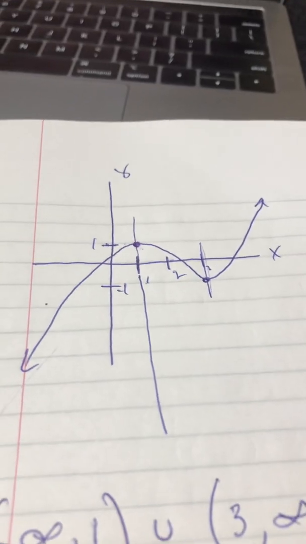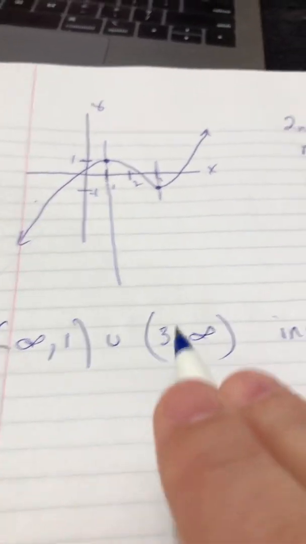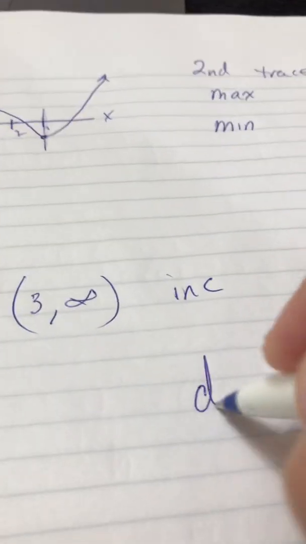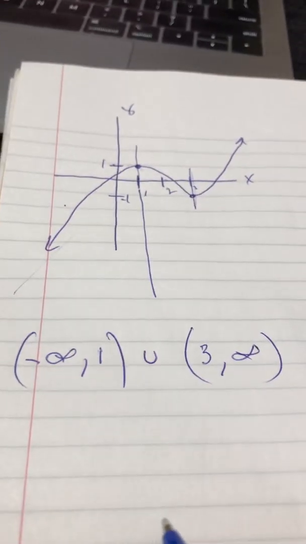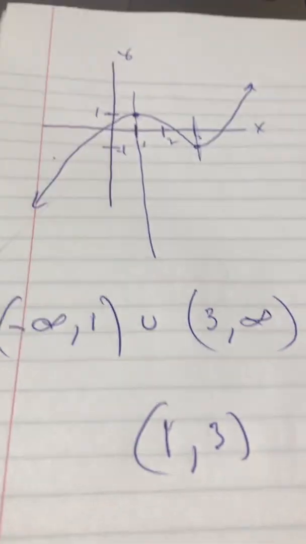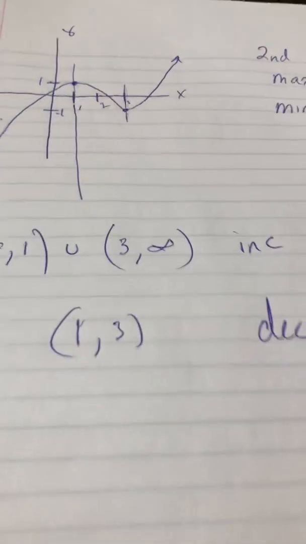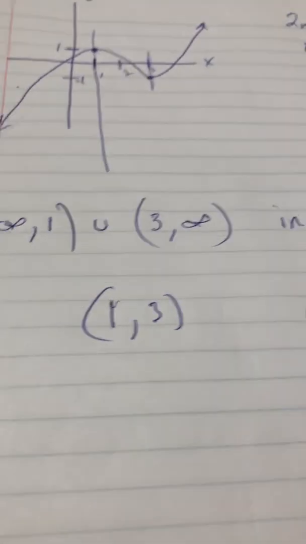That's our increasing. Okay, so I'll write negative infinity to 1 and then 3 to infinity, and we unite those sets. That's our increasing. Our decreasing is from 1 to 3. And again, we don't include those. Okay, we don't include the endpoints because of those moments we're actually having a maximum or a minimum occur.